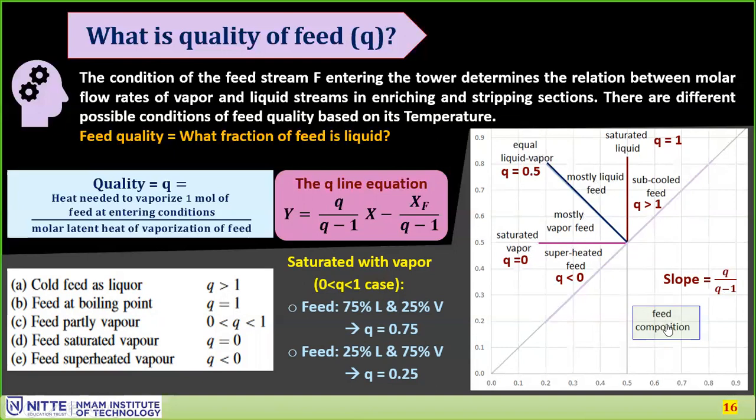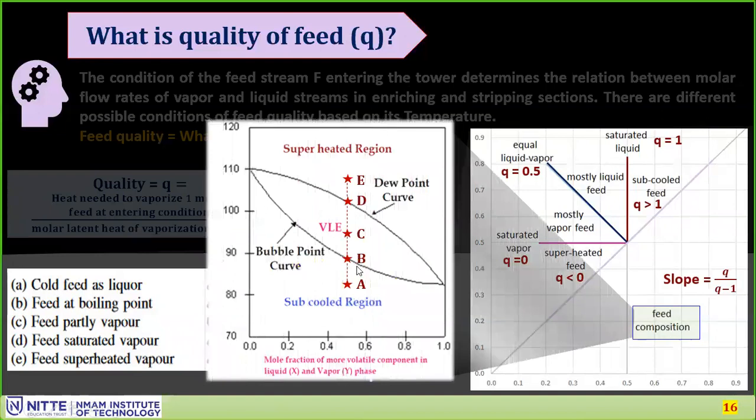Now it is easy for me to explain with the boiling point diagram, which we have used earlier, right? Let me consider 0.5 mole fraction of the feed. Say that point A is at this particular temperature, which is the subcooled region. The liquid is cold, subcooled. For this, q will be greater than 1. If you increase the temperature to the bubble point, point B, that is called a saturated liquid. At this point, q is equal to 1.